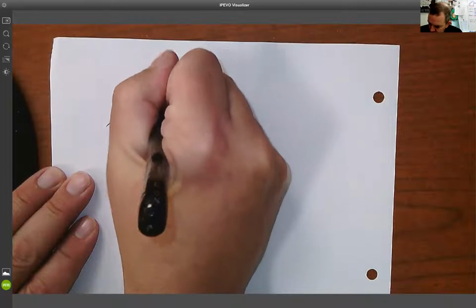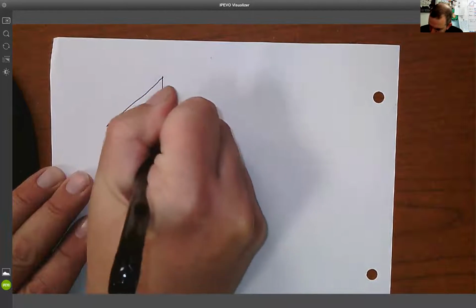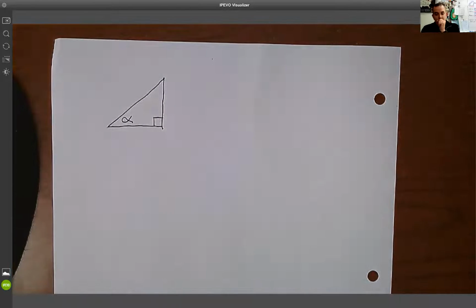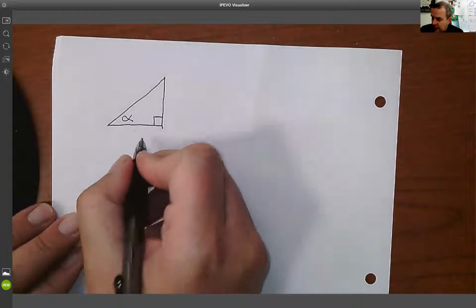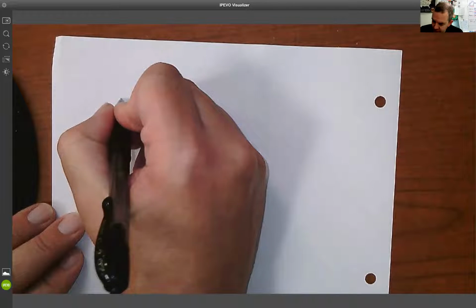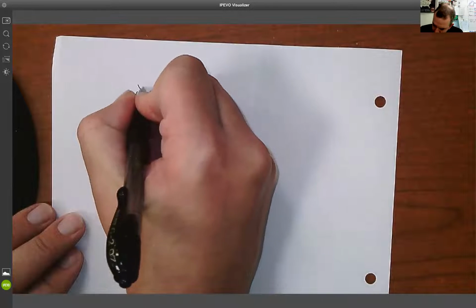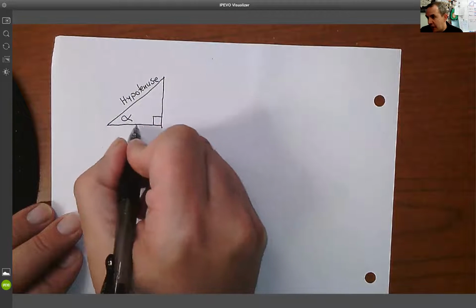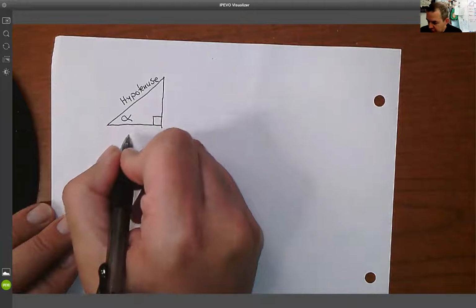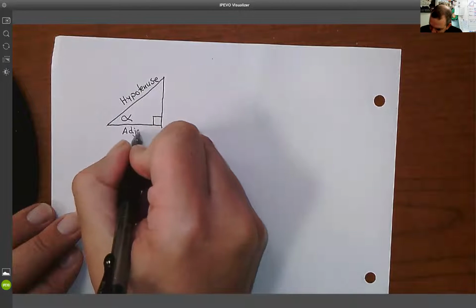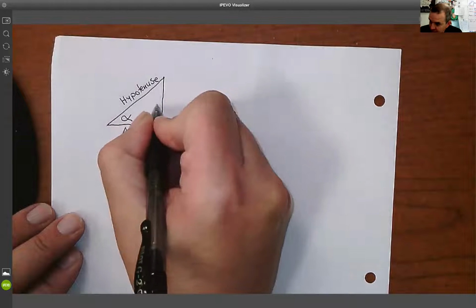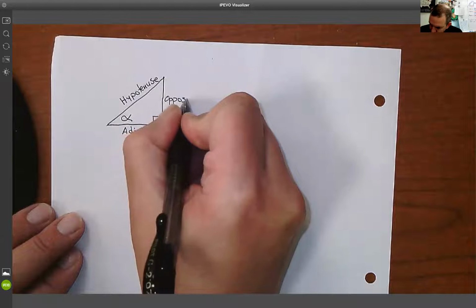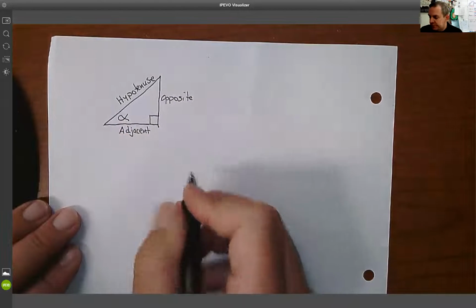So if you have your right triangle, and if I had an angle alpha, we identify the sides. The side that's across from the right angle is called the hypotenuse. The side that makes up the other half of angle alpha is called adjacent. It's the one next to it. And the one that's directly across from it, if I look from angle alpha, this is my opposite side. So what we learned last time is Sohcahtoa.